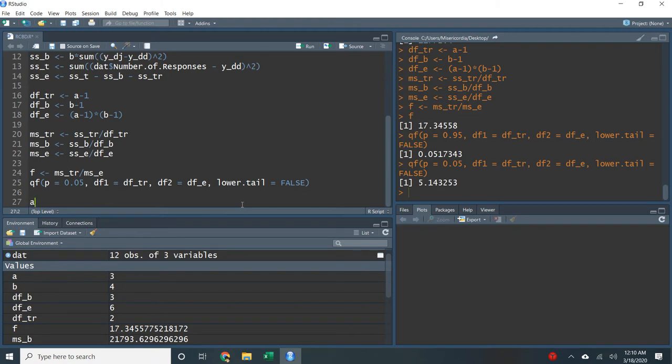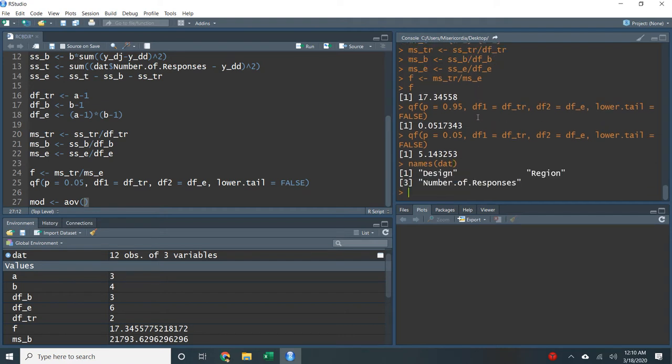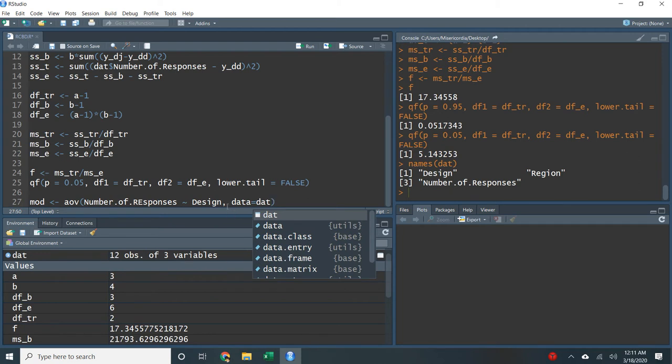Now it's time to double check. So to double check this, to run our model using the built-in functions in R, we use the AOV command just like before. Now I'm going to get my variable names from DAT so that we can use this. So I'm going to have the number of responses as my outcome. I'm going to have the design. Now this is what we normally did. Design, data equals DAT. This is what we had done before.